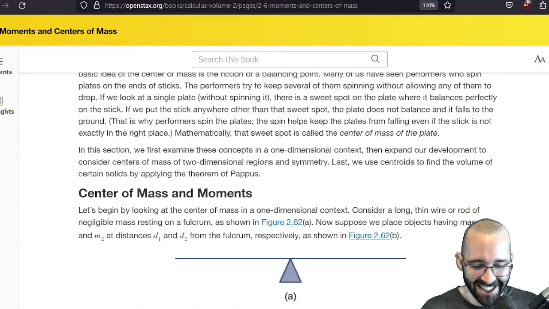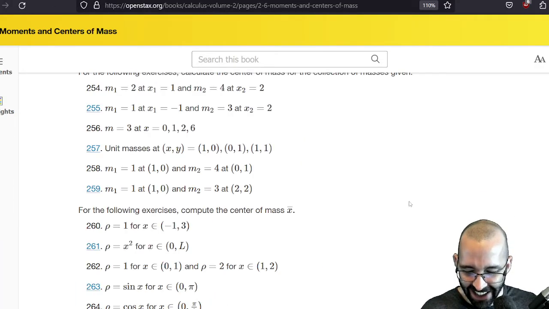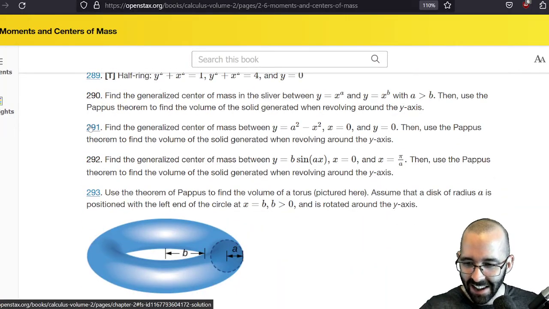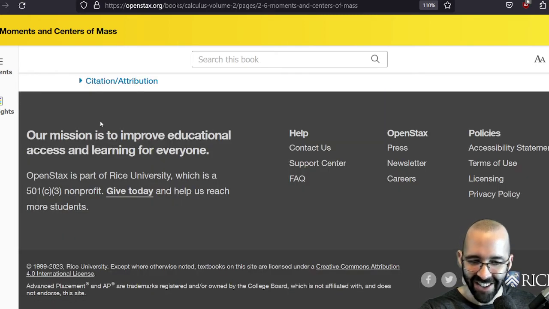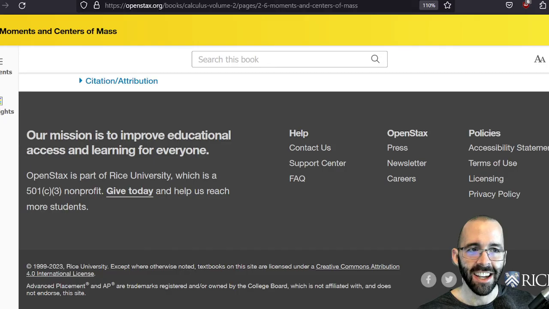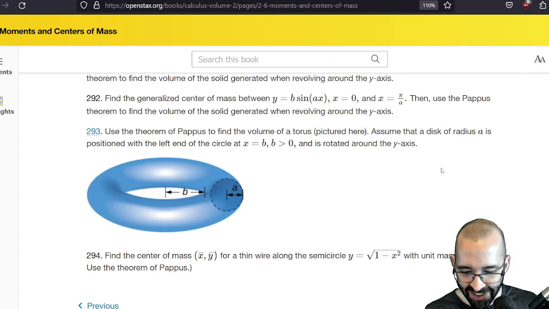I'm losing. It's trolling me. It doesn't let me click the button. Huh. Hold on, I got this. Everything is going to be fine. I'm checking on another browser. This is 291.